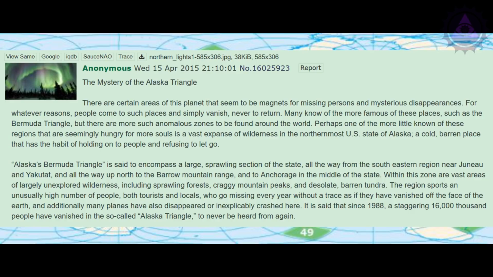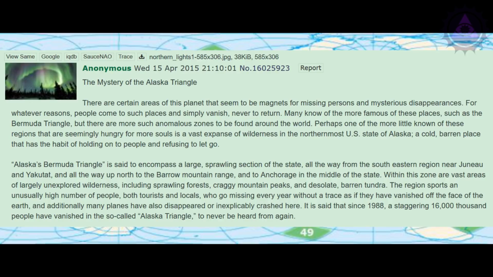Perhaps one of the more little-known of these regions that are seemingly hungry for more souls is a vast expanse of wilderness in the northernmost U.S. state of Alaska, a cold, barren place that has the habit of holding on to people and refusing to let go. Alaska's Bermuda Triangle is said to encompass a large, sprawling section of the state, all the way from the southeastern region near Juneau and Yakutat, and all the way up north to the Barrow Mountain Range, and to Anchorage in the middle of the state.